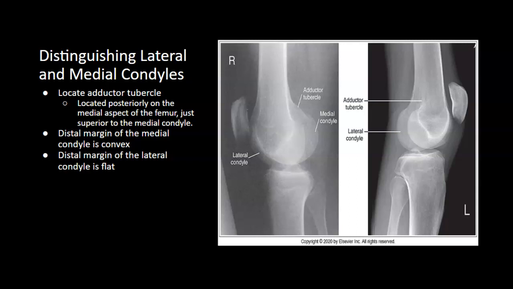Another difference between the medial and lateral condyles are their distal articulating surfaces. The distal margin of the medial condyle is more convex, and the distal margin of the lateral condyle is more flat.